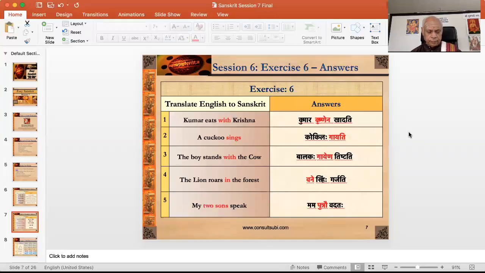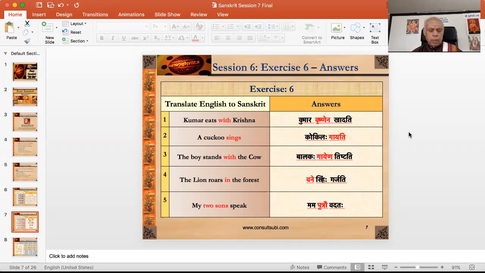Gayena tishtati. Somebody has used the word pratitishtati. Now, prati is not the right word. The tishtati is correct. Pratitishtati means somebody standing opposite or somebody standing near, so that is not the correct one. So use the word tishtati. The boy stands with the cow.